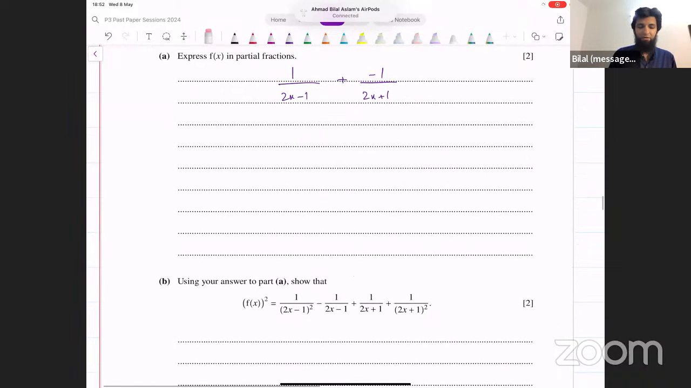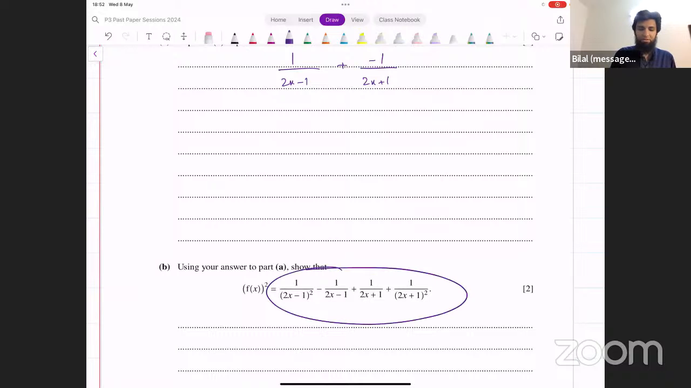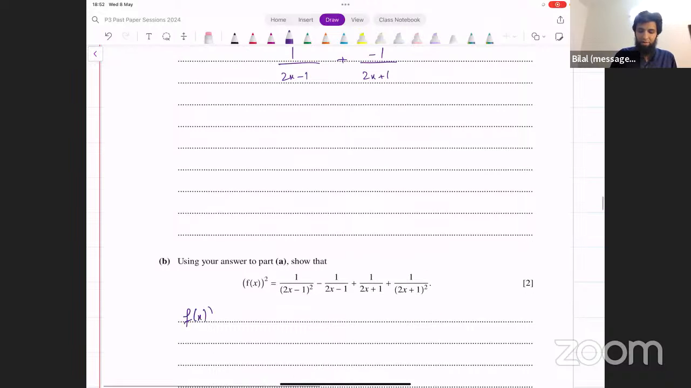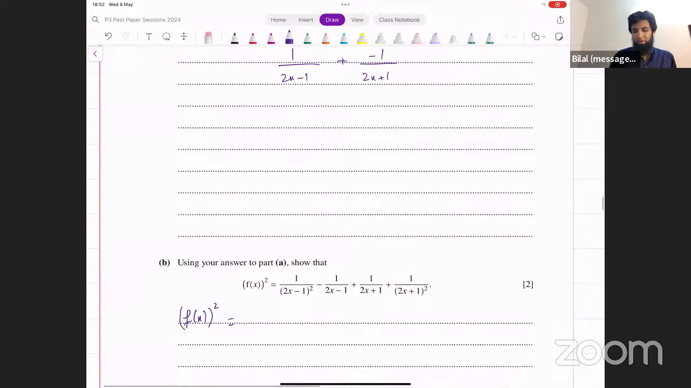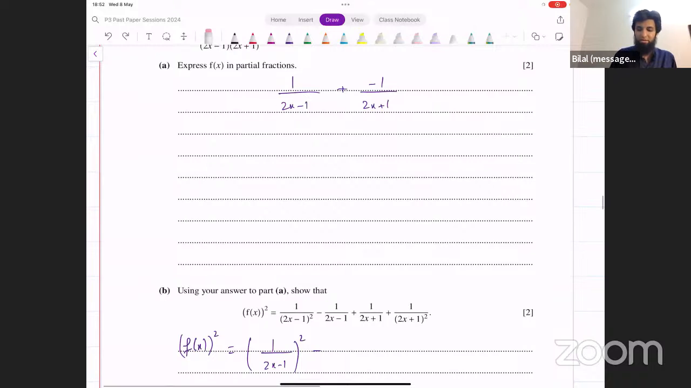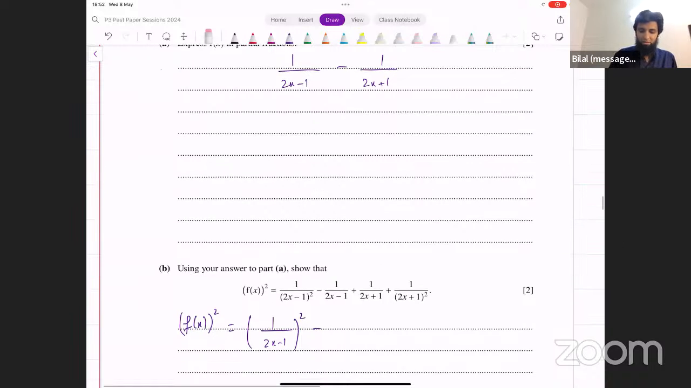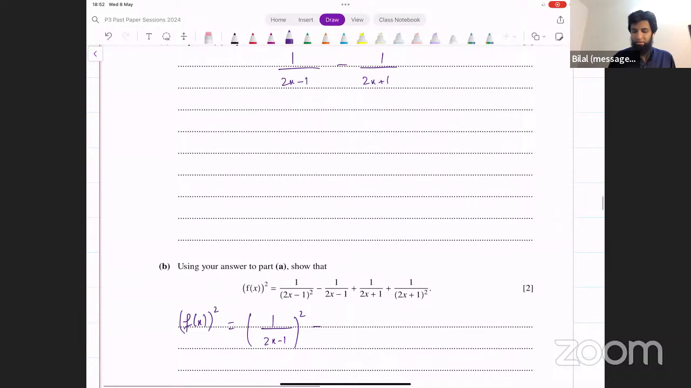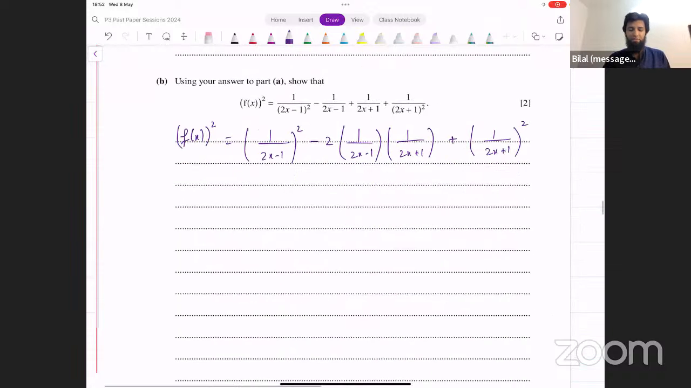Now we need to square that thing and prove that it becomes this. Let's see how we can do that. F of x whole squared, what would that be? 1 over 2x minus 1 whole squared, minus, since there's a minus sign here, 2 into 1 over 2x minus 1 into 1 over 2x plus 1, plus b squared, which is 1 over 2x plus 1 whole squared. That's what you get when you square this.